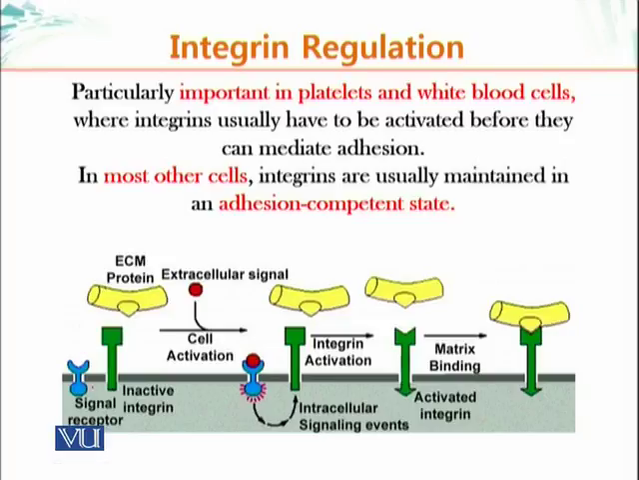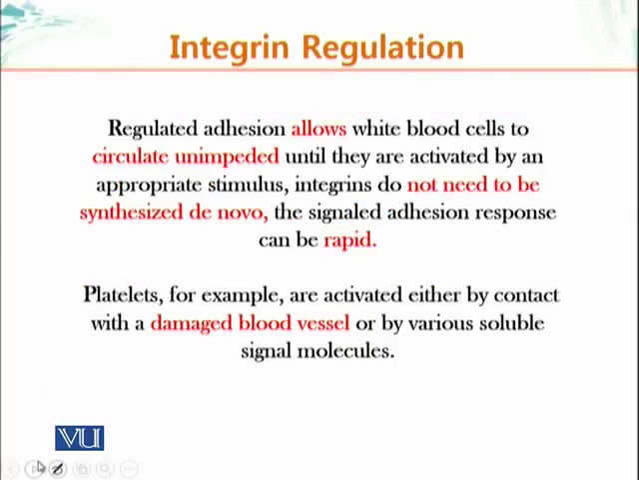Here is a signaling receptor, the traditional receptor that we have talked about. And here is our integrin in its inactive form. Once the cell receives a signal and binds this receptor, changes occur in the cytoplasm that result in activation of this integrin. The integrin in its inactive form will not be able to bind the extracellular matrix protein, for example. Once the signal has been received and translated, it results in activation of the integrin via modifying the structure of the beta tail. In its active form, integrin can now bind ECM or another molecule present on the surface of a cell, as we have seen previously. Regulated adhesions allow white cells to circulate unimpeded until they are activated by an appropriate stimulus.